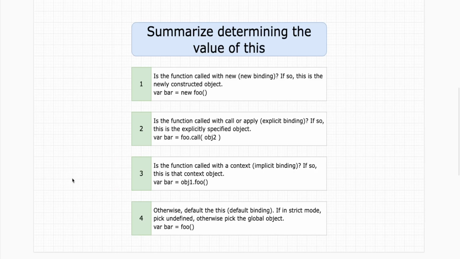And lastly, there is the default binding. What is the value of this by default? If you are not running your script in strict mode, then the value of this is the global object, which is window. And if you are running your JavaScript code in strict mode, then the value of the this keyword is undefined. So these are the only 4 rules you have to learn in order to become a master of the this keyword.